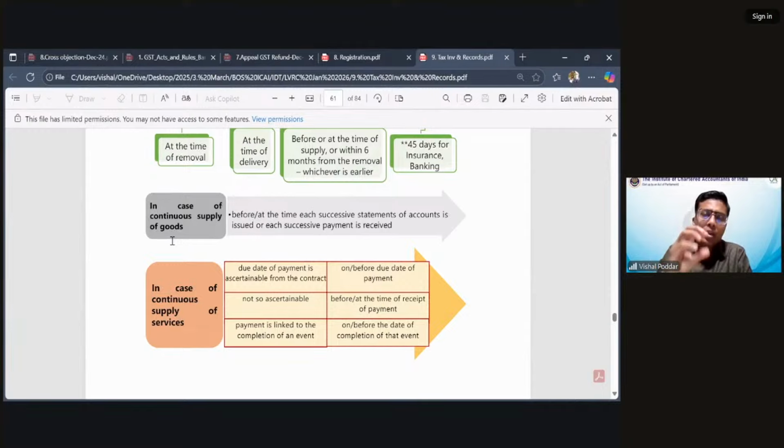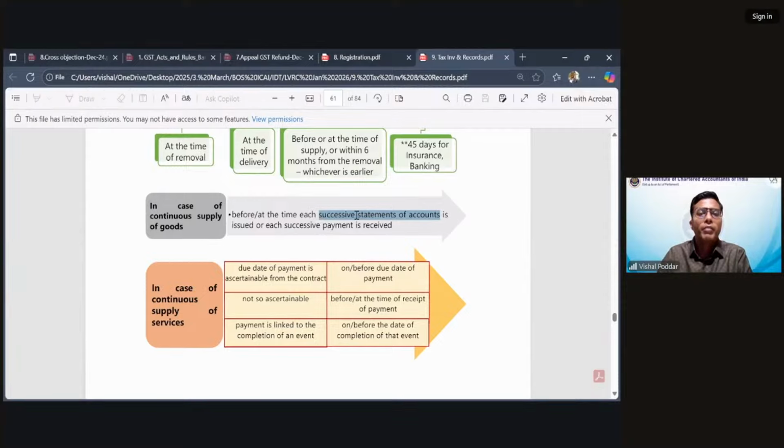Now, in case of continuous supply of goods, the invoice has to be issued on or before the time whenever you are going to settle your accounts. So whenever, let us say we have decided that every 15 days we will settle the account, or every 2 months we will settle the account.